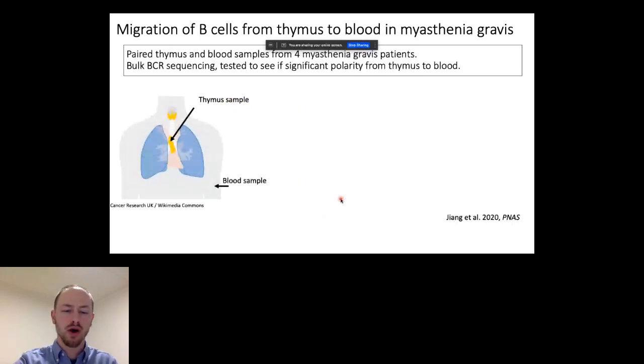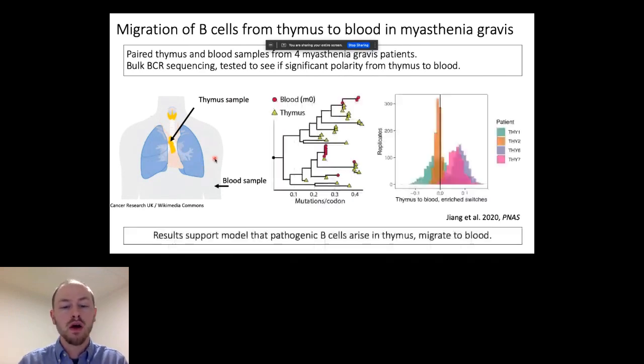So we tested this hypothesis by obtaining BCR sequencing from 4 myasthenia gravis patients, both from thymus and blood sampling at the time of thymectomy. We found a substantial number of clonal lineages in both the thymus and the blood, and this is a representative lineage showing a lot of diversity in the thymus with some blood sequences at the tips.